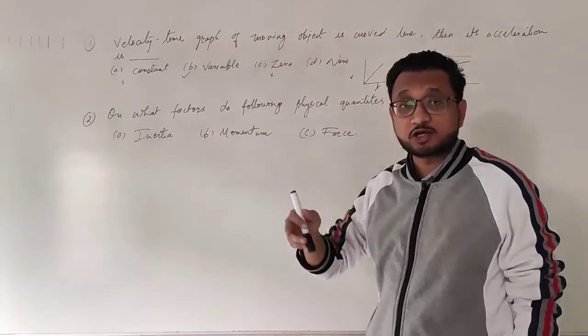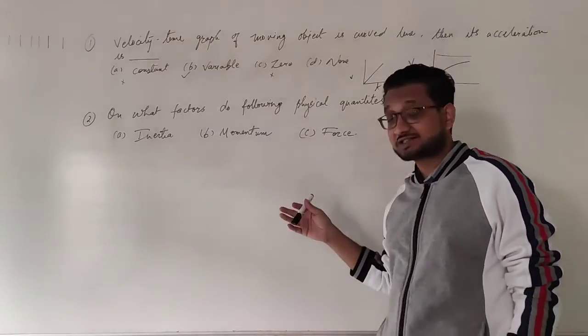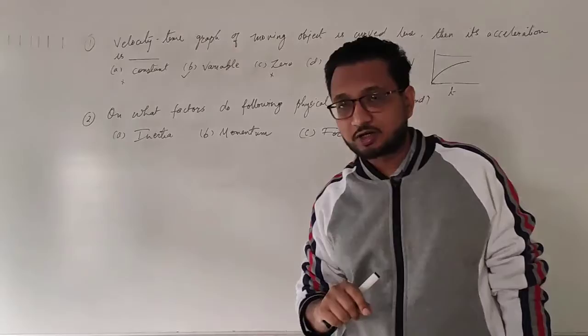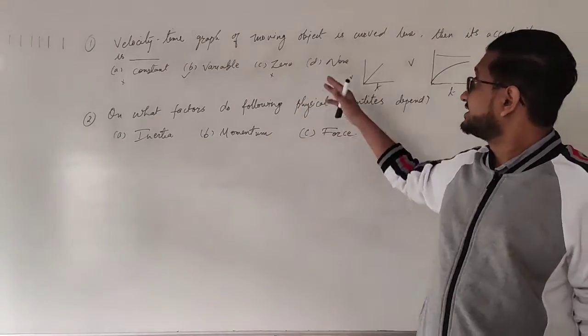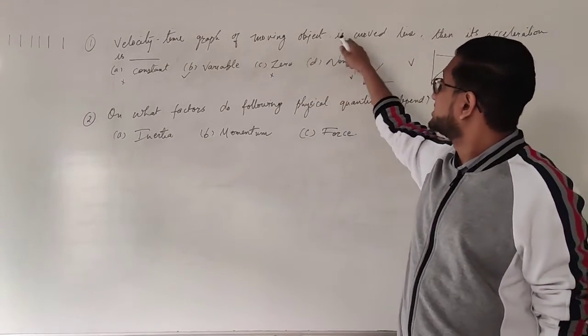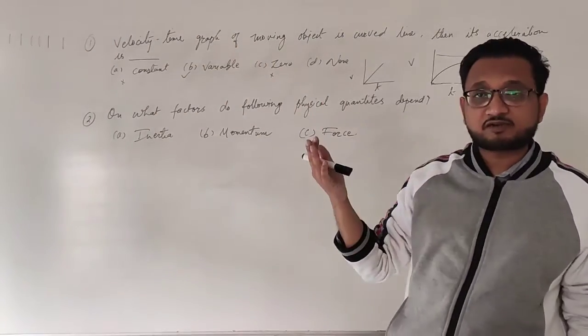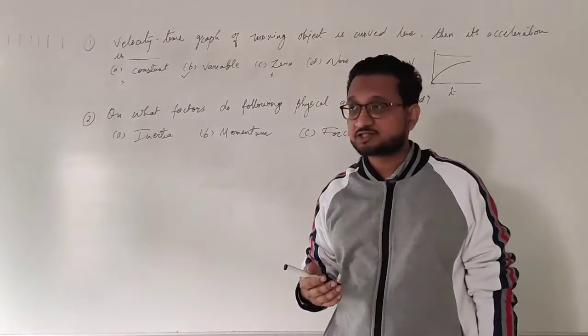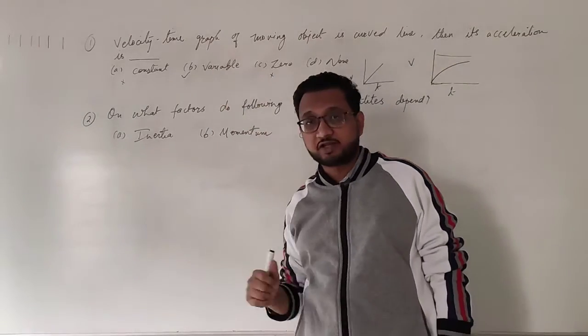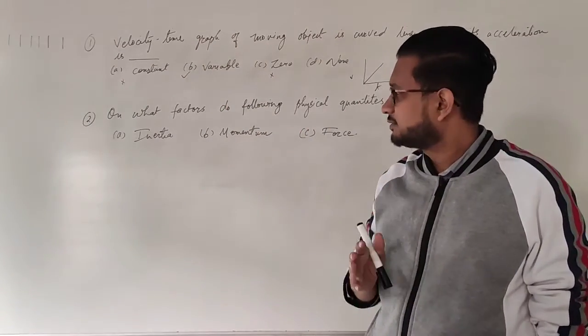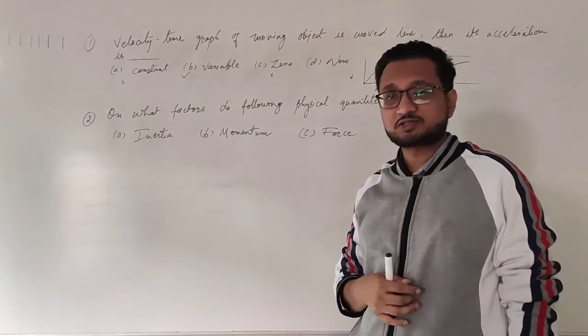And acceleration is not 0 as well, because velocity is still changing. It is not constant velocity. Okay, velocity is changing because it is said that the object is having a curved line for velocity time graph. If it is a curved line, that means velocity is changing and therefore it is variable. I hope this simple question is understood to you, students.